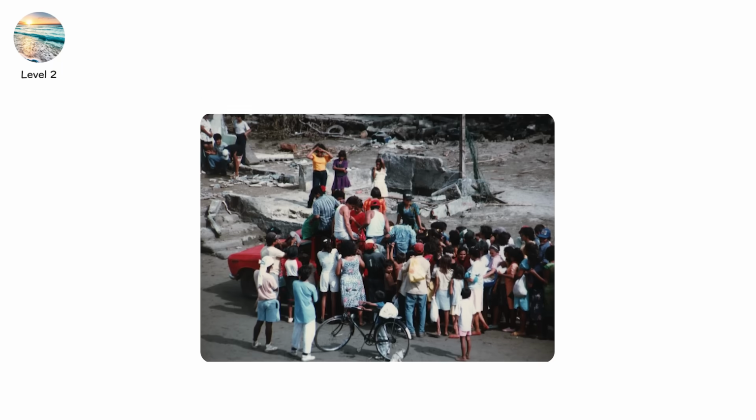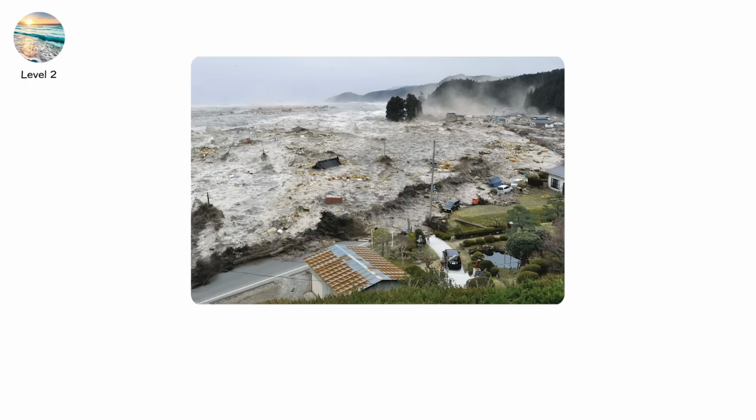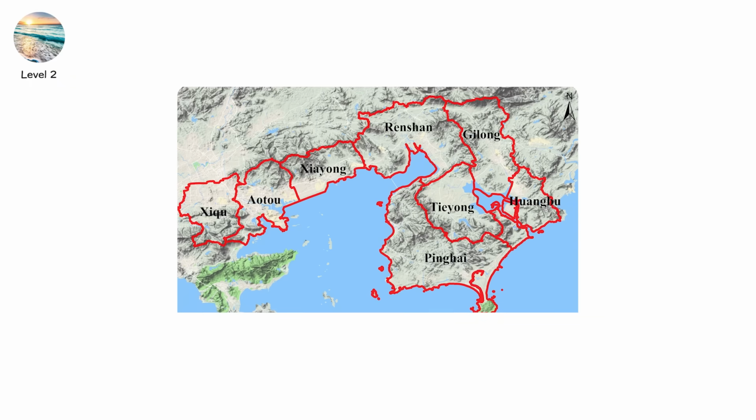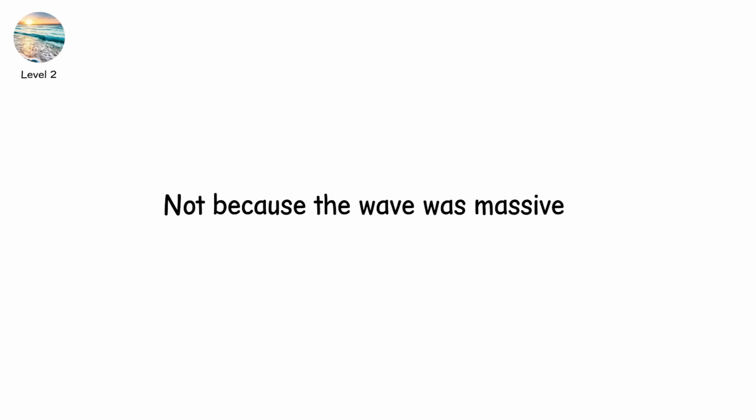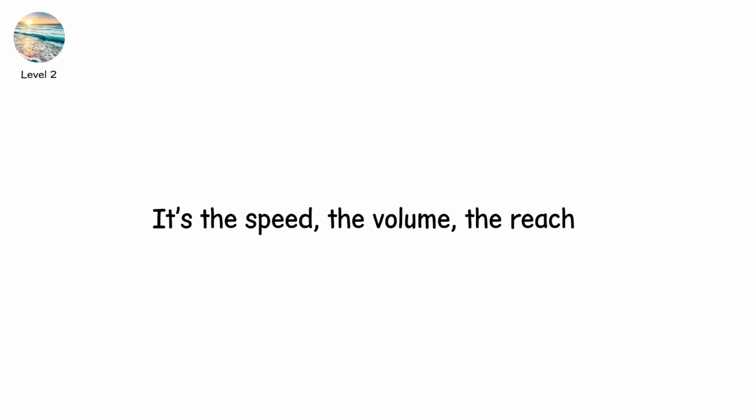In 1992, Nicaragua was hit by such a tsunami. An undersea quake triggered waves about 1 meter high, but they surged 1.5 kilometers inland in some areas. More than 170 people died. Not because the wave was massive, but because no one expected it. This level is deceptive. Low height doesn't mean low risk. It's not the height that kills. It's the speed, the volume, the reach.